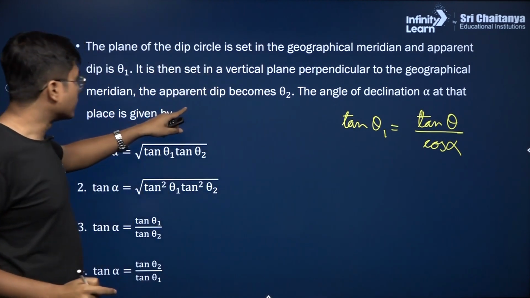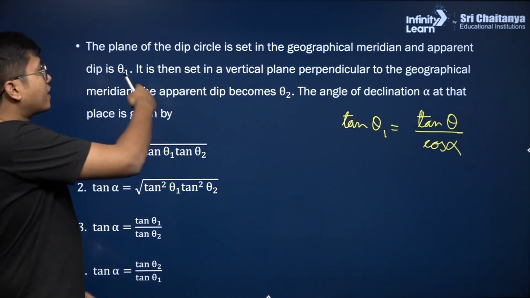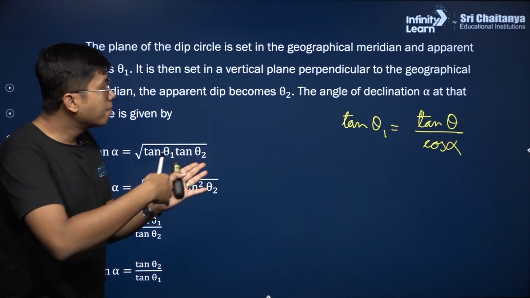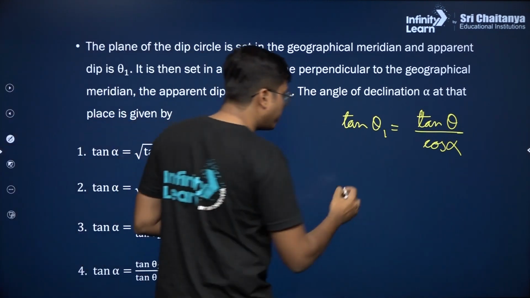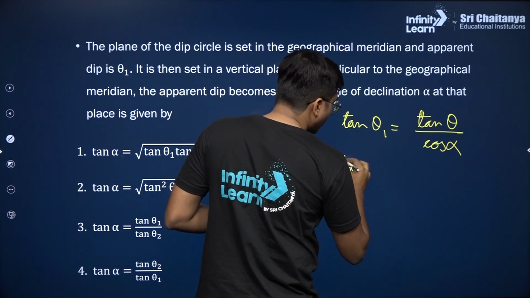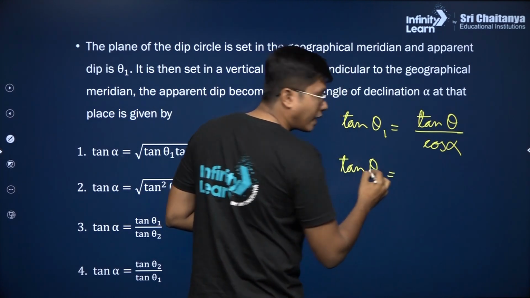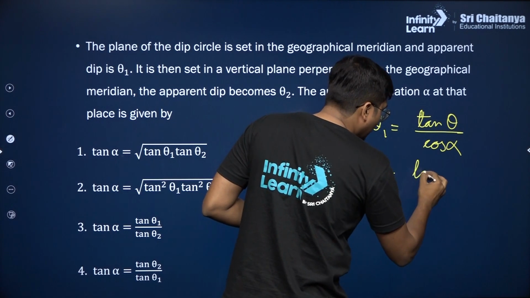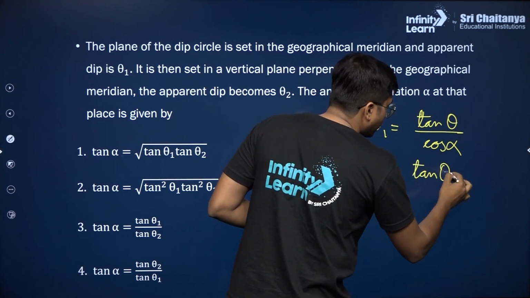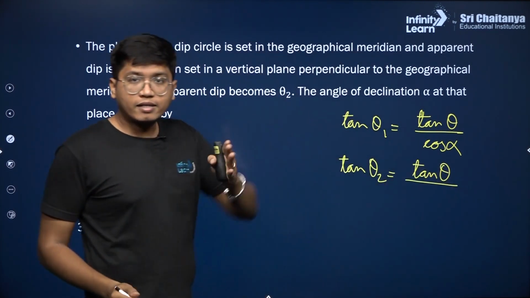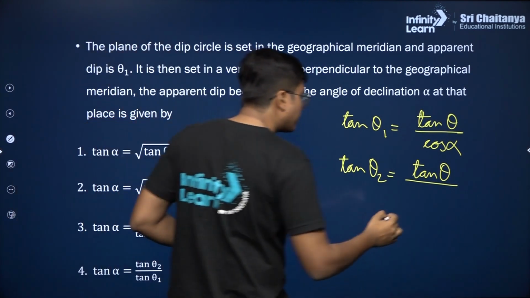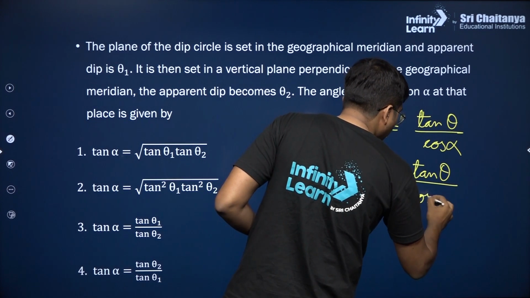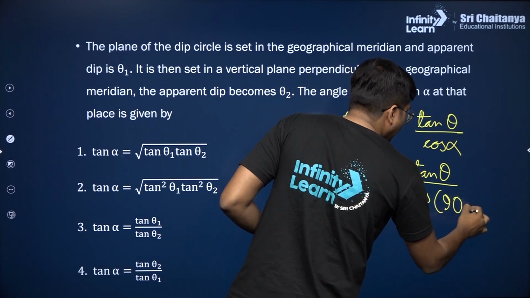Now this is the first case. In the second case, they have said that now I set it in a plane perpendicular to the original one. Perpendicular to the original one means in this case you have the new apparent angle of dip, tan theta 2. This remains as is, but now with respect to the fact that you have turned it through 90 degrees, it means that you go from cos alpha to cos of 90 plus alpha.